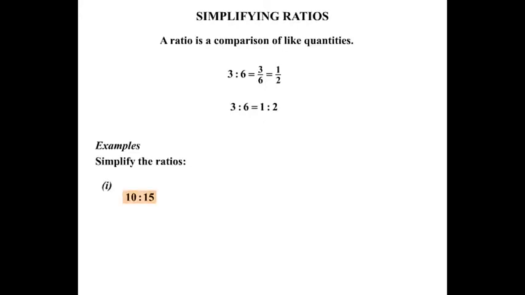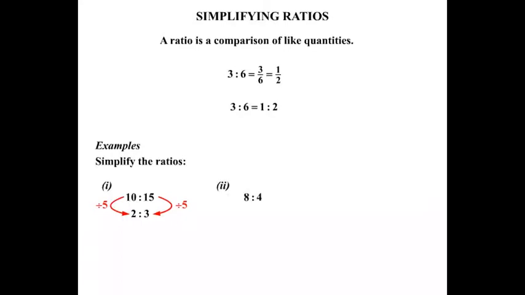Now what we need to do is we look at the two numbers, 10 and 15, we need to think of a number that divides into both. Well, the number that is required here is 5. We can divide 5 into both numbers. So firstly the 10. 10 divided by 5 will give us 2. And then the 15, if we divide that by 5, we get 3. So our simplified ratio there is 2 to 3.